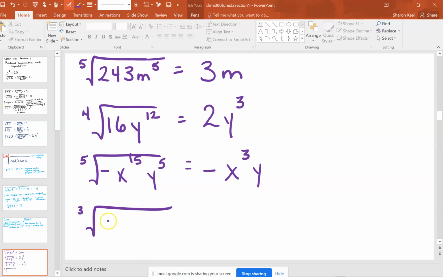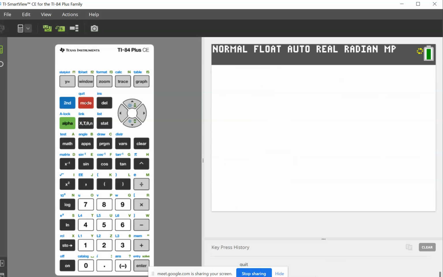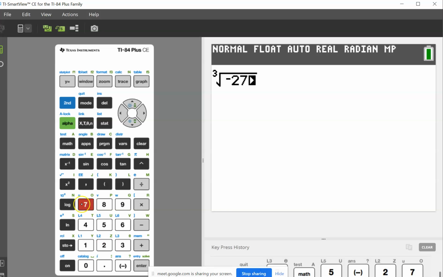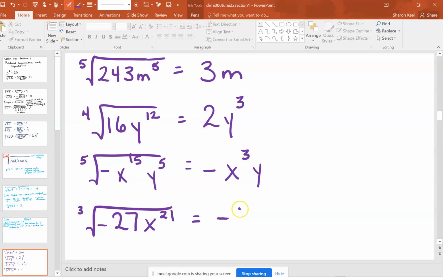Here I have the cube root of negative 27x to the 21st. Let's come back here and check that out. I'm going to use the other part since we've got the negative here. If I do 3 math, choose number 5, and type in my negative 27, I get a solution of negative 3. So if the index is odd, I can still have a negative. So that's negative 3. And for my x, 3 goes into 21 evenly 7 times.